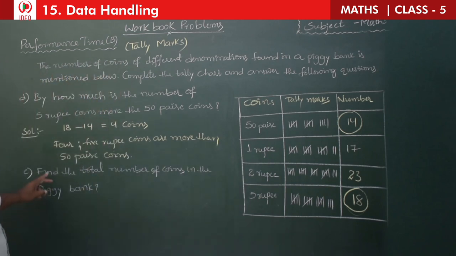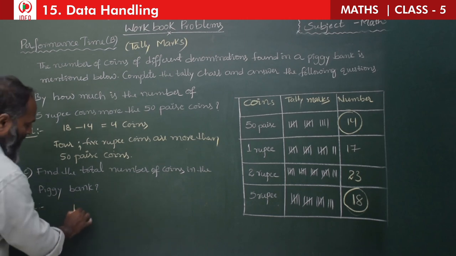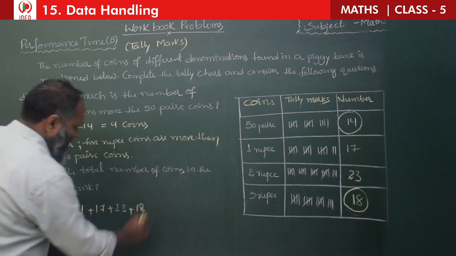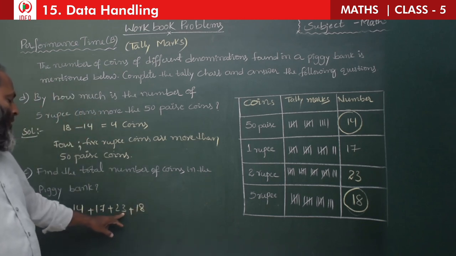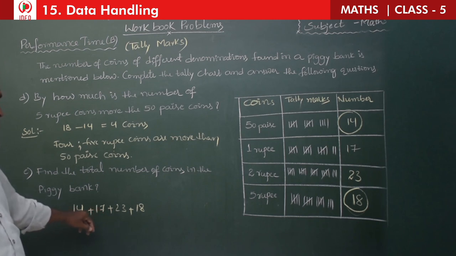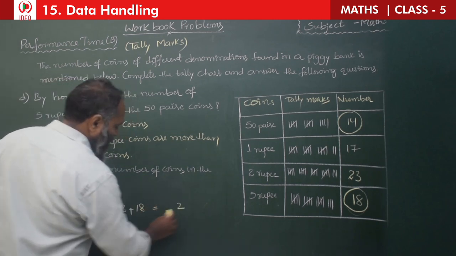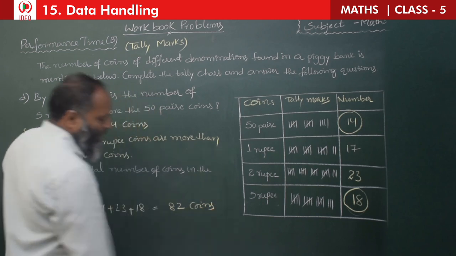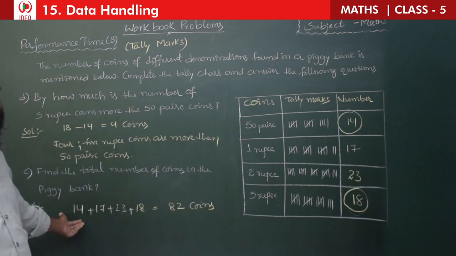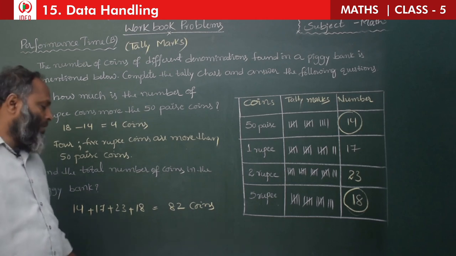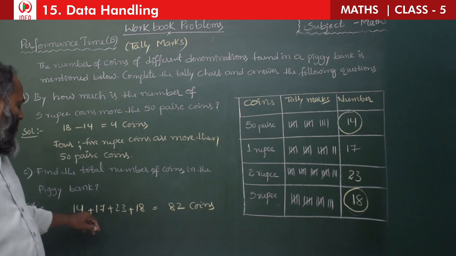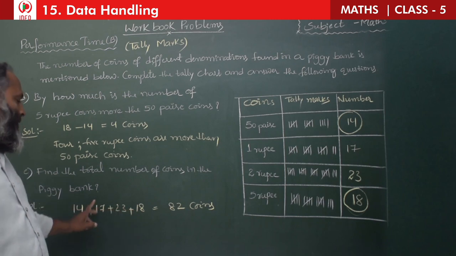The next one is, find the total number of coins in the piggy bank. Total means we should add. So that is 14 plus 17 plus 23 plus 18. Now we should add. 8 plus 3, 11. 11 plus 10, 21. Then 32, and 3, 4, 5, 6, 7, 8: 82 coins.